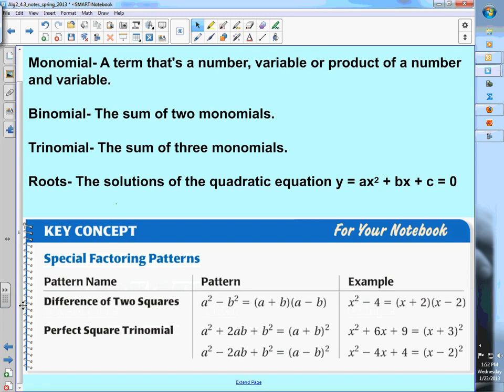What's this called? Difference of 2 squares. What's this? Perfect square trinomial. What's this? Also perfect square trinomials. Okay, so here's examples of those.